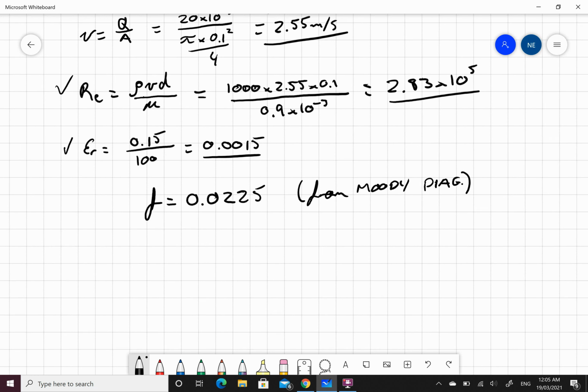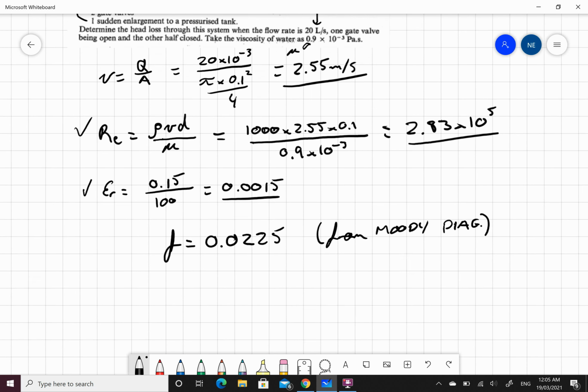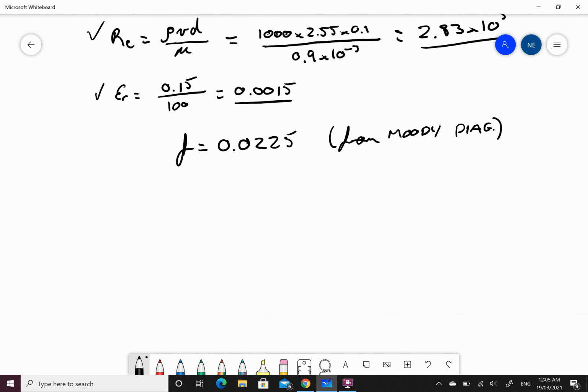Alright, so what do I need to calculate? Well, firstly, let's calculate my losses due to friction. Sorry, I know this is probably a bit confusing. I normally write in cursive, and I'm trying to get used to writing in all capitals, so that's why I'm chopping and changing between handwriting here. So apologies for that.